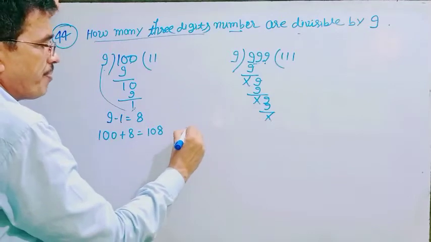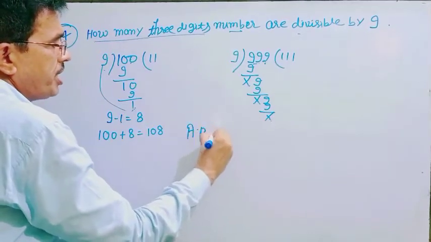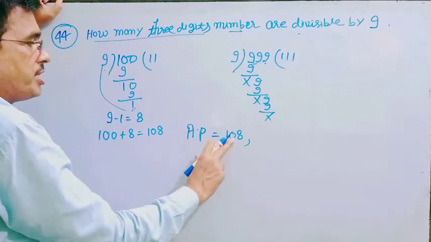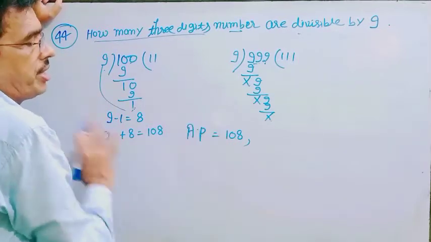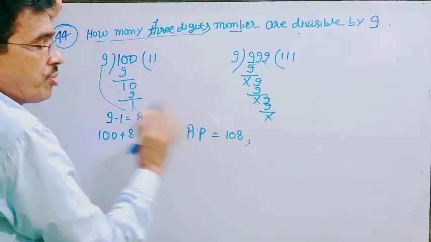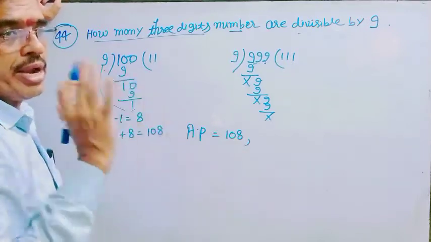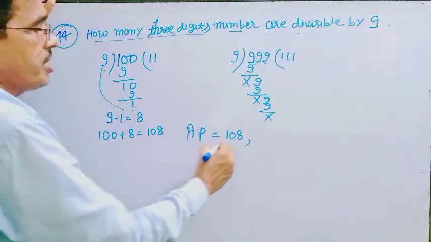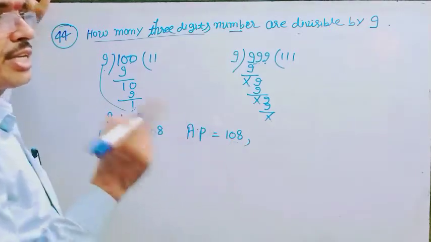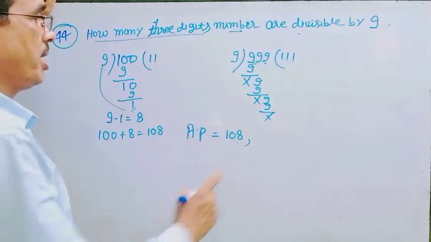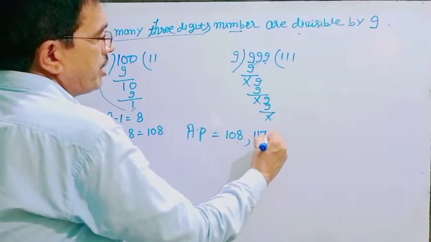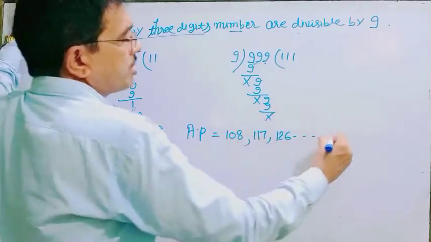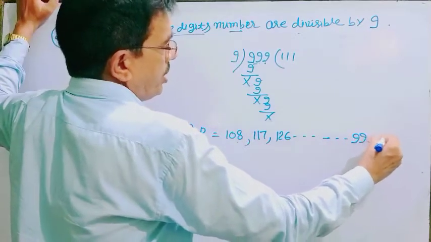So what is the AP? The AP starts with the first 3-digit number that is exactly divisible by 9, that is 108. Before 108, there is no other number divisible by 9 that has 3 digits. So the first 3-digit number is 108, which is exactly divisible by 9. The second is 117, the third is 126, and so on, and the last number is 999.